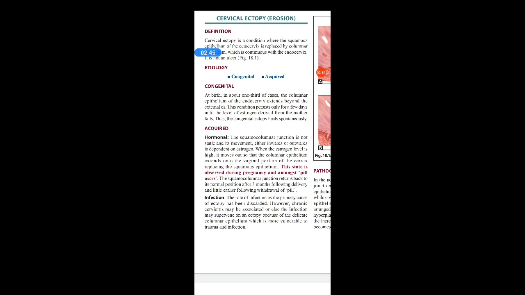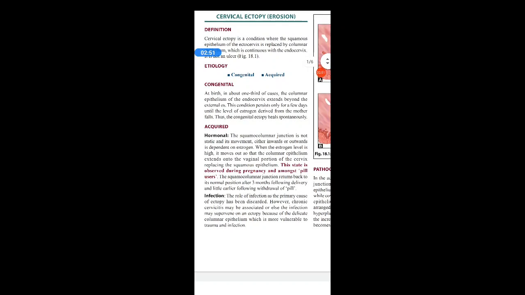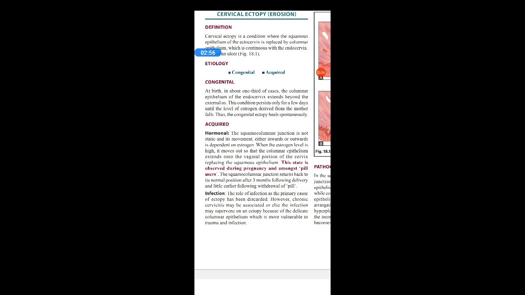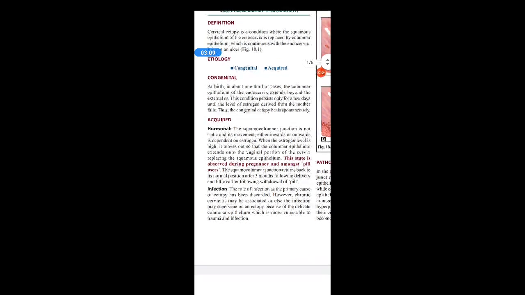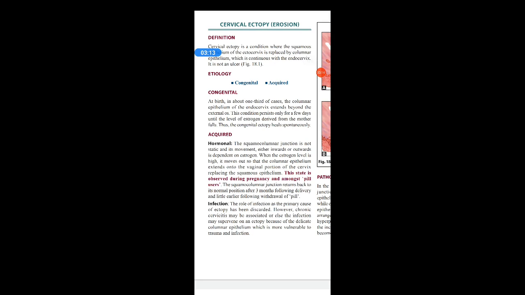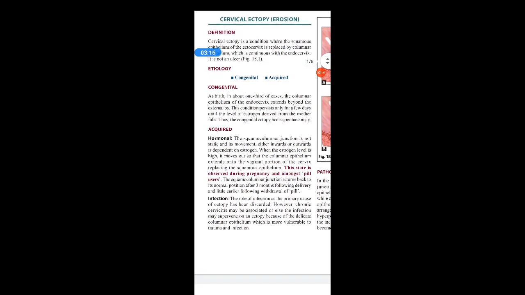Why does this happen? It happens because of the maternal estrogens present in the neonate soon after birth. A female child has maternal estrogen, and under its effect, for the first few days after birth, a congenital ectopy is seen, which heals spontaneously, meaning without any treatment. That is called congenital ectopy or congenital cervical erosion.